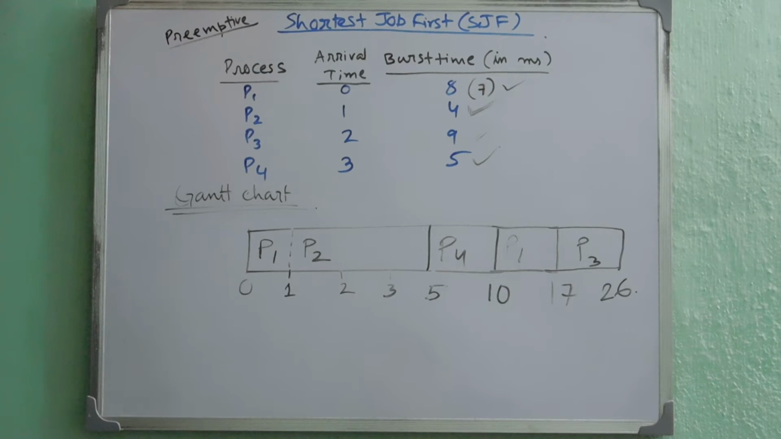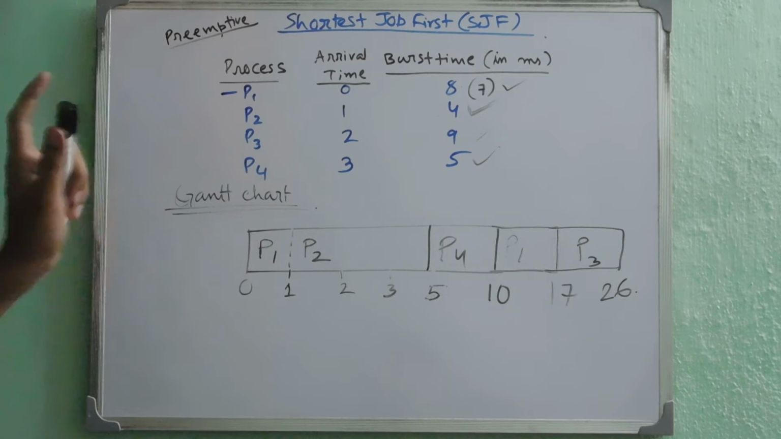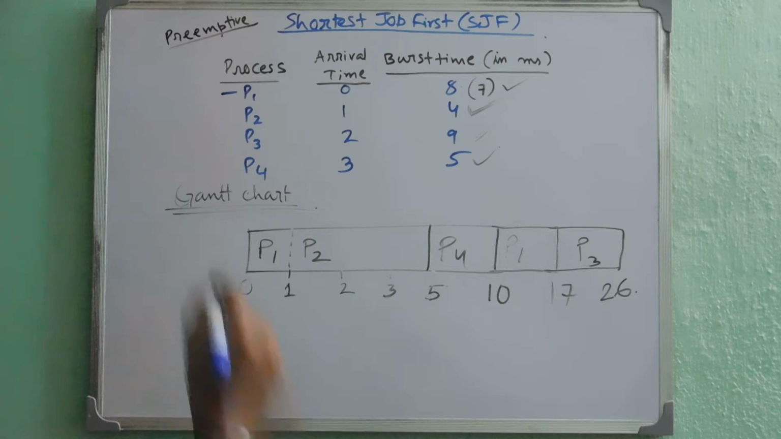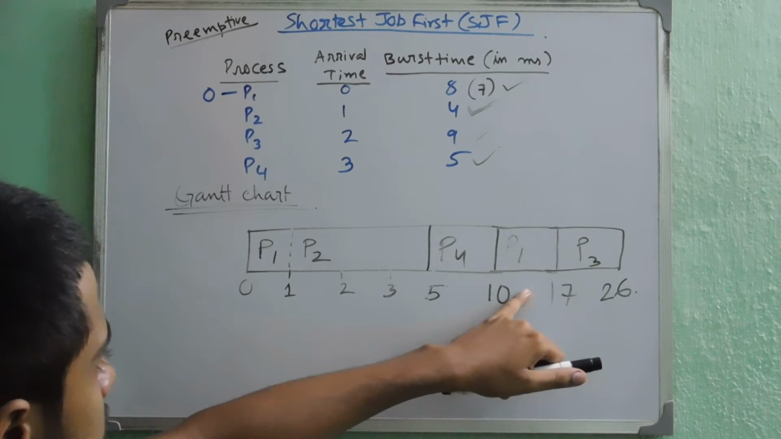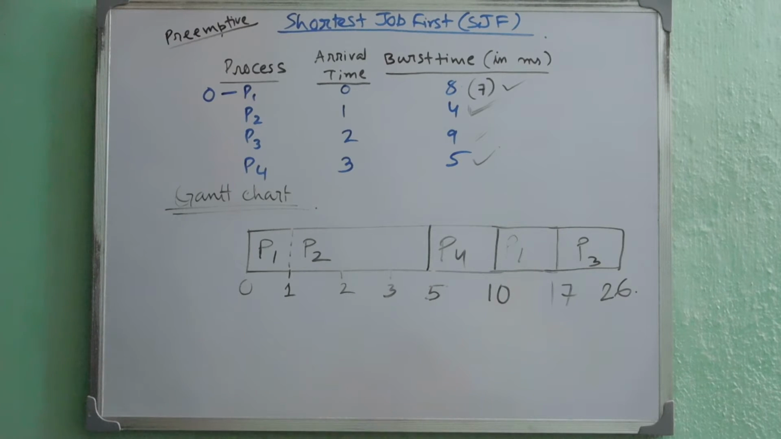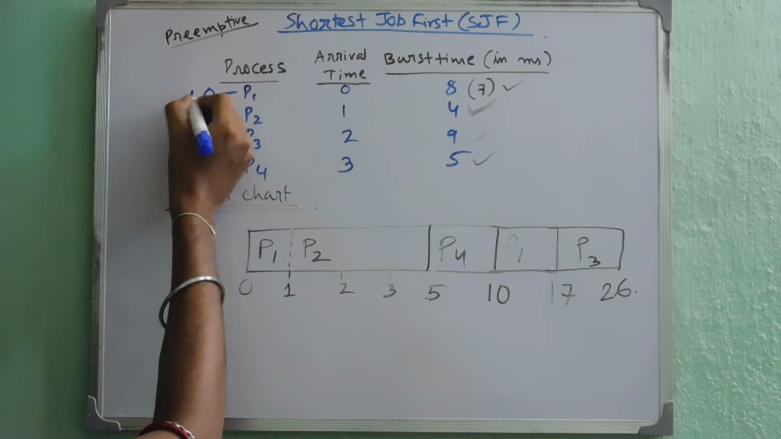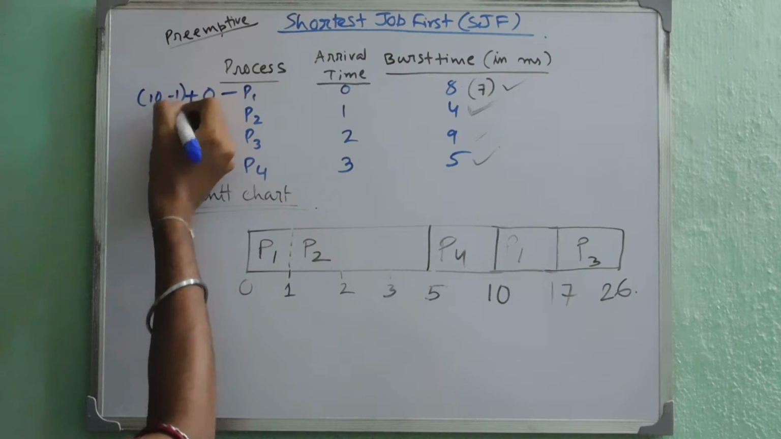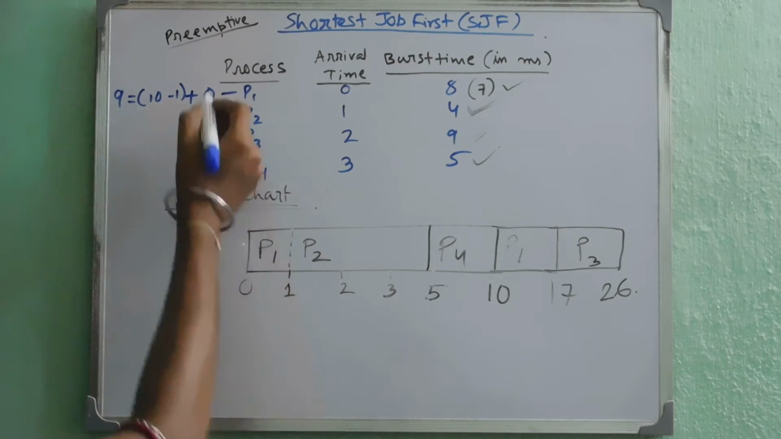Now we can continue calculating the average time. The waiting time of P1 is 0, but here again P1 has been given the control, so P1 has to wait for 1 to 10. That means 10 minus 1, that is equal to 9. So the waiting time of P1 is 9.